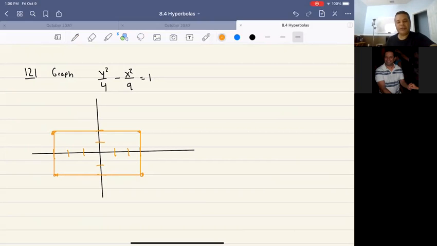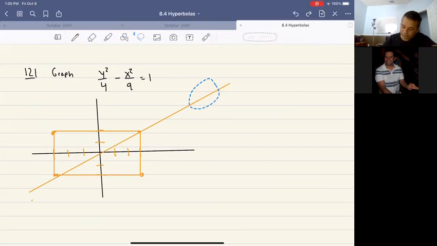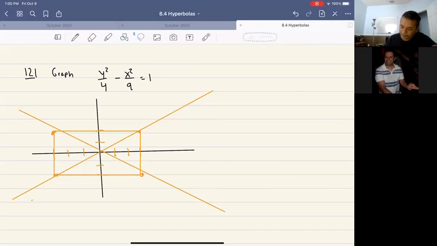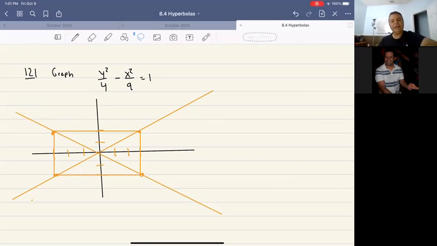Okay, next we're going to draw the asymptotes. So the asymptotes are going to go through these edges. Oh, let's try that again. That's nice. Not bad. Okay. Now we have to decide, is this going to go left, right, or up, down?